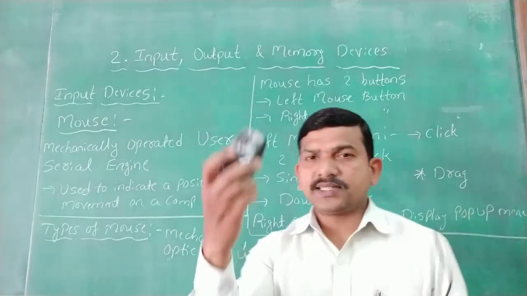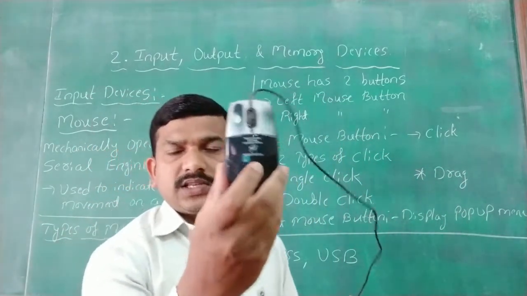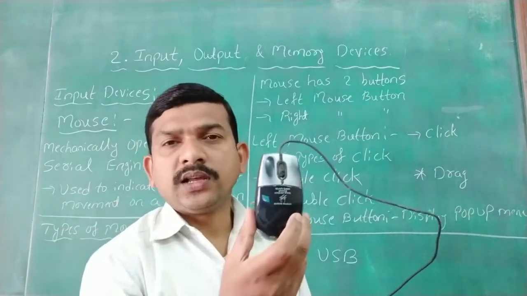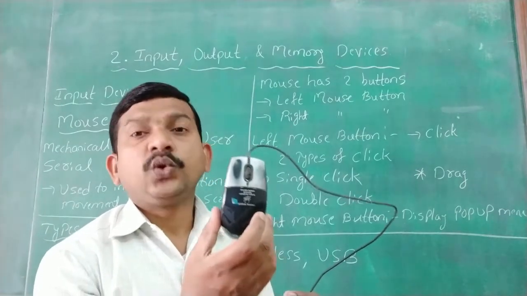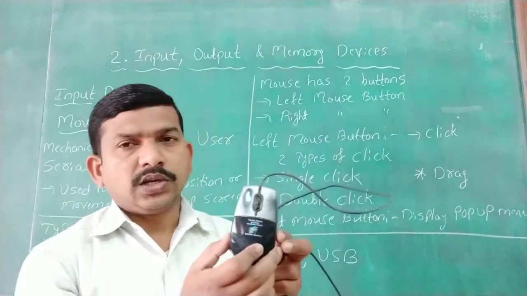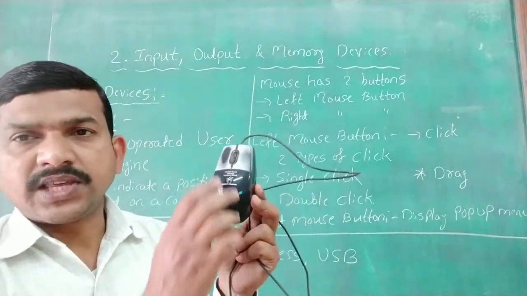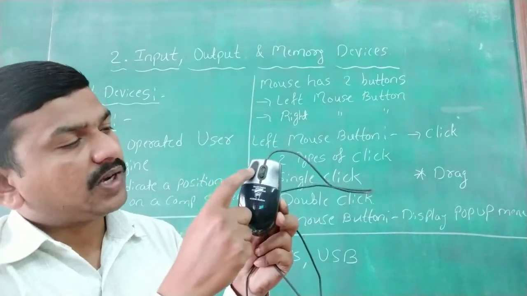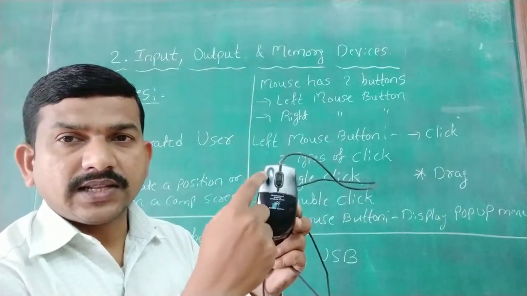If you didn't get it properly, just go to Google. If you type mouse and click images, you will get mouse images. Is it clear? So don't worry about this. Let me show here. This mouse has buttons. This is one button, this is one button. There are two buttons here. See here, this is one button and this is another button.